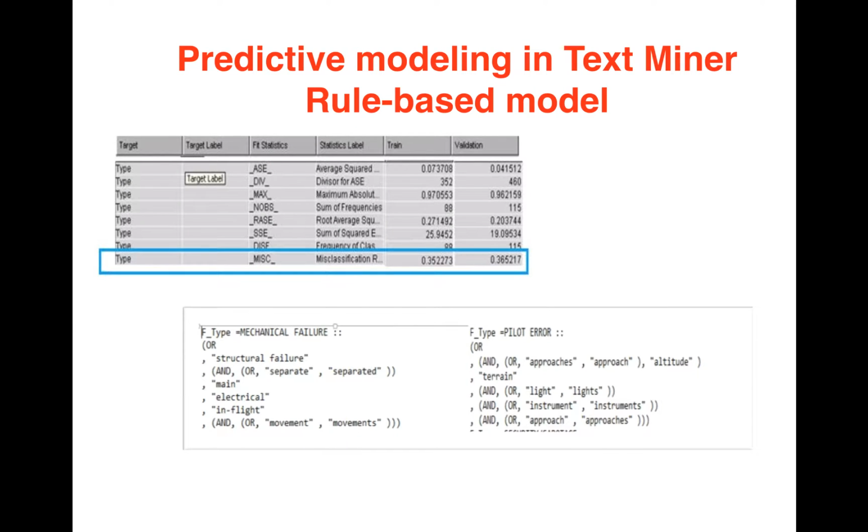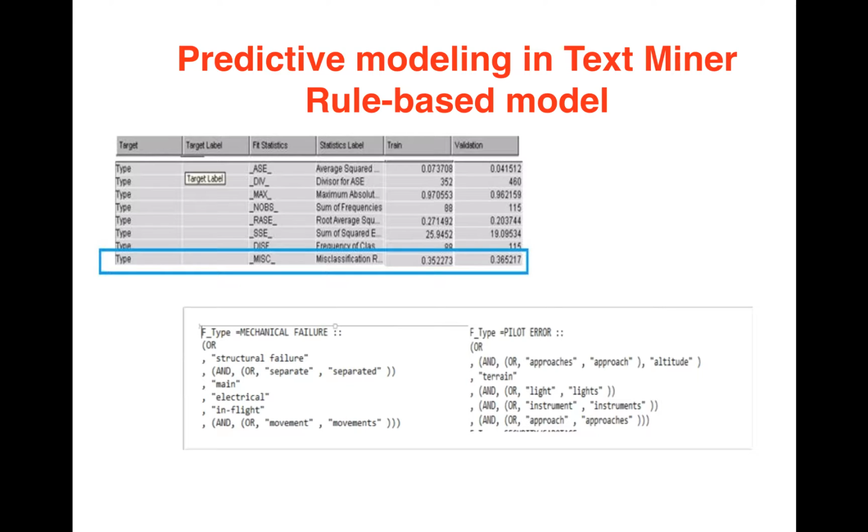After this, I built a predictive model first in TextMiner in order to classify each of these crashes into their contributory cause. For the modeling purpose, I used the 2000 records dataset as a corpus and divided it into 70% for training and 30% for validation. Now these are the statistics of the rule-based model generated in TextMiner.